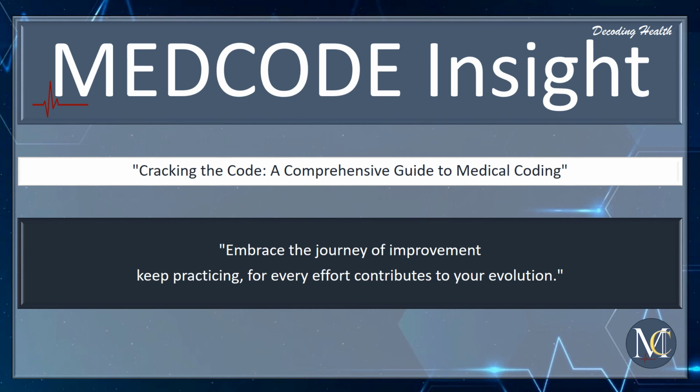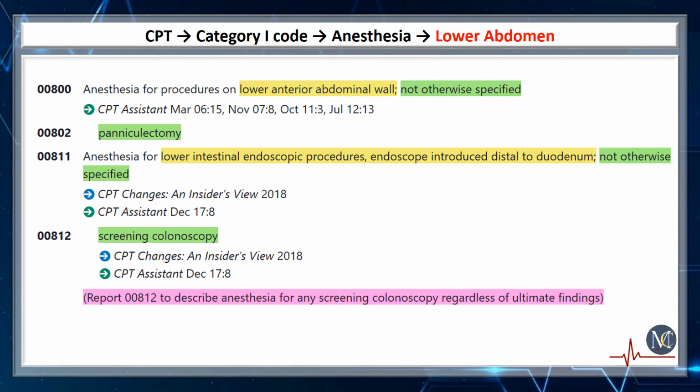In this video, we will explore the procedure codes of lower abdomen, the next anatomical site of CPT anesthesia. Let's embark on our journey of exploring codes. Lower abdomen, the next anatomical site of the CPT anesthesia. Lower abdomen is the portion that falls under the belly button.